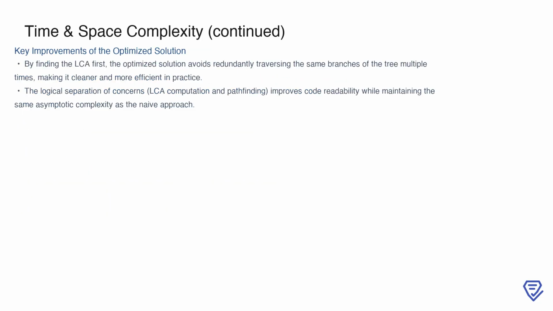The optimized solution introduces several improvements. By first finding the LCA, it avoids redundant traversals of the same branches of the tree. This makes the process cleaner and more efficient overall. Additionally, the logical separation of concerns, computing the LCA first and then finding the paths, enhances code readability. Despite these improvements, the optimized solution still maintains the same asymptotic time and space complexities as the naive approach, ensuring that it is both efficient and easy to understand.